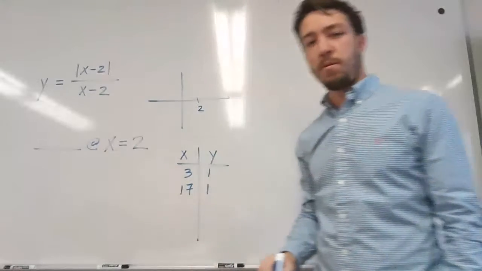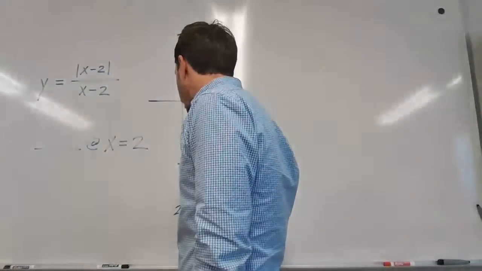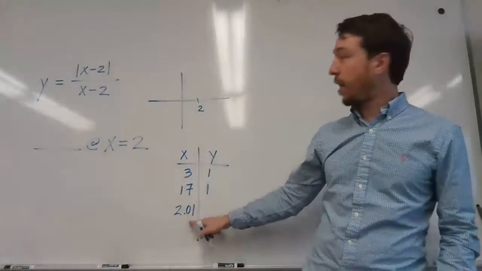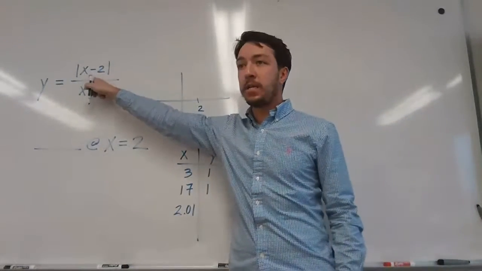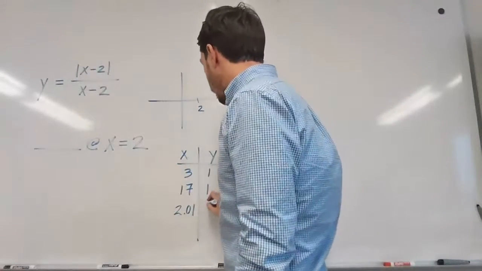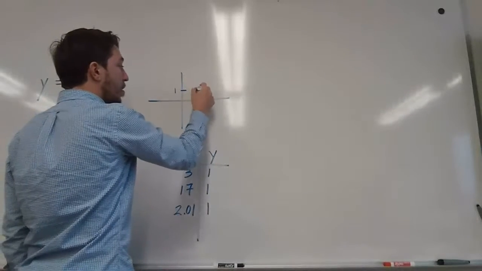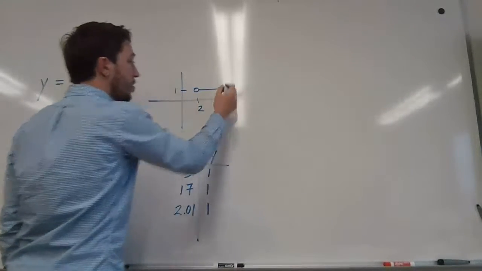1. What if I got really close to 2? You still have 1. Yeah, 2.01, I'd have a penny divided by a penny. Right? I'd have 0.01 divided by 0.01, which is 1. So any number bigger than 2 will get me a y value of 1.